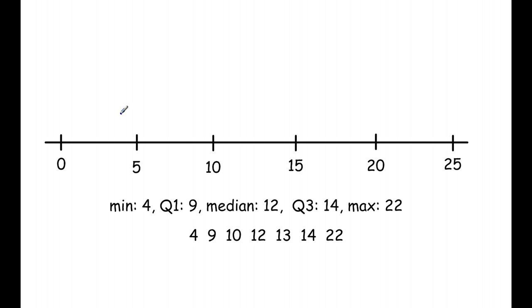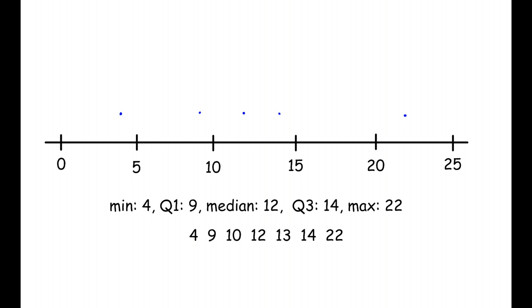So I'm going to start out and put a little dot everywhere that I hit one of these numbers in my 5-number summary. 4, 9, 12, 14, and 22. So these are the 5 numbers in my 5-number summary.